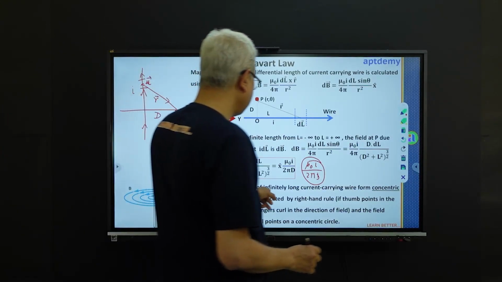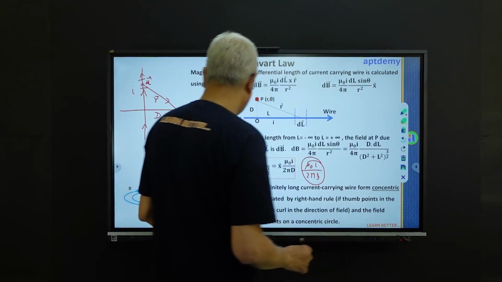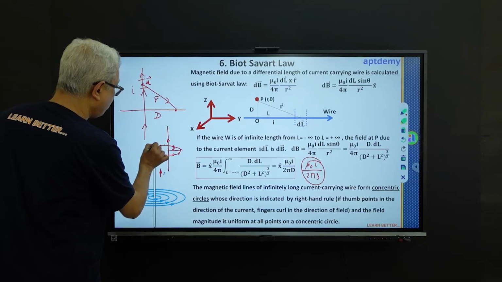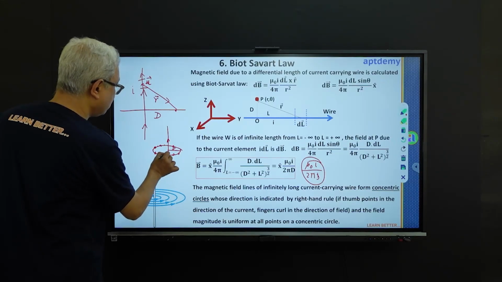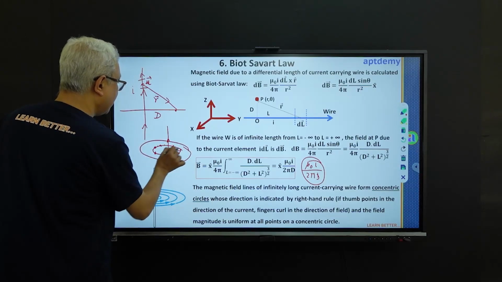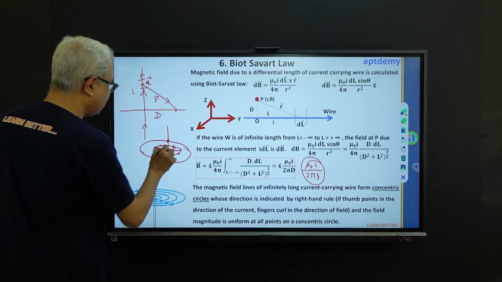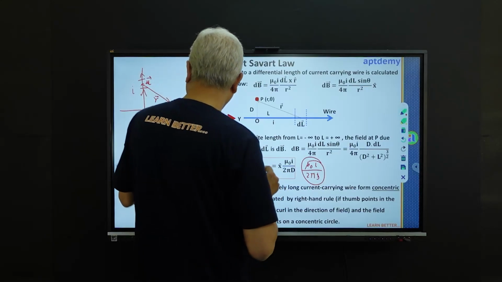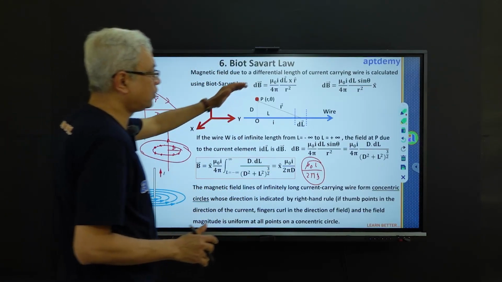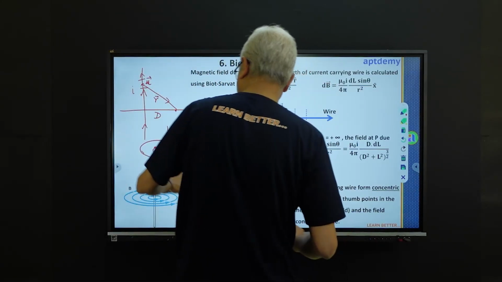The magnetic field lines of an infinitely long current carrying wire form concentric circles. For this circle, at all points, the magnetic field strength will be uniform. Consider another circle: on all points on this circle, the magnetic field strength will be the same. And the direction of magnetic field you can find using the cross product rule.